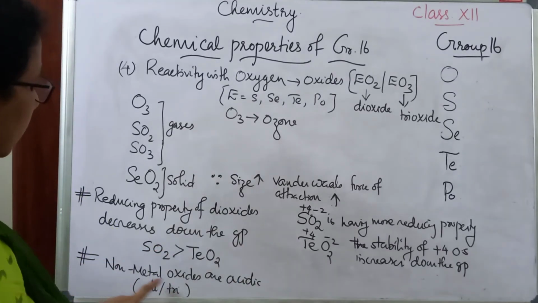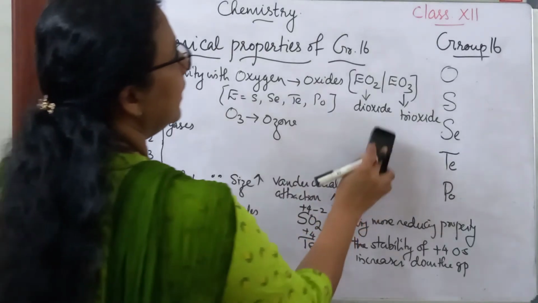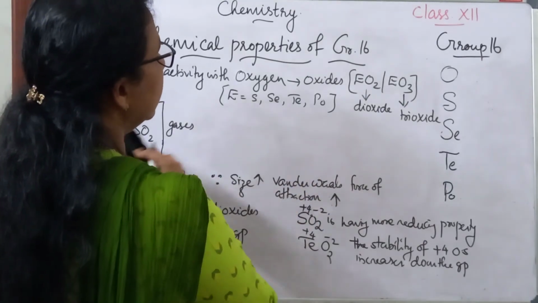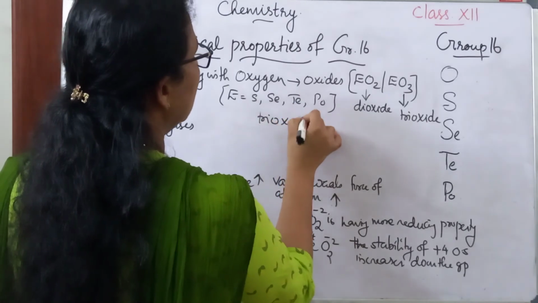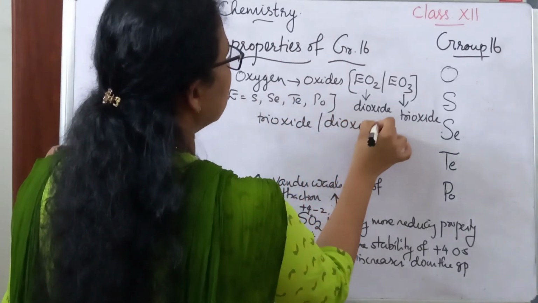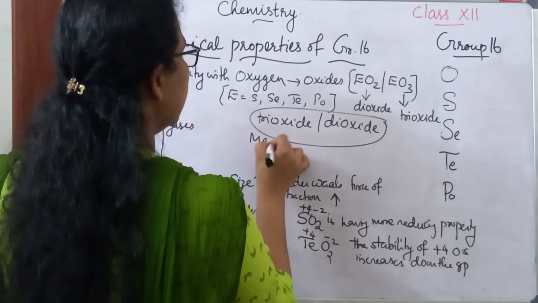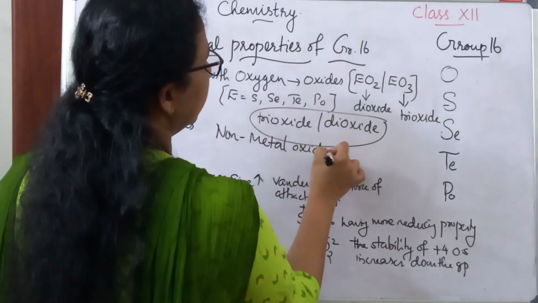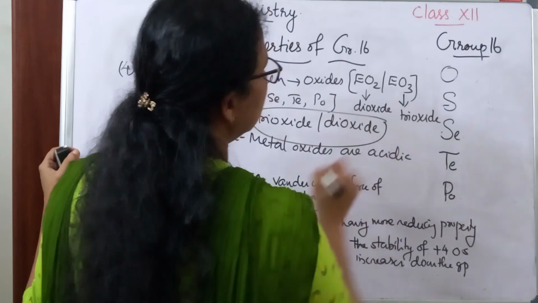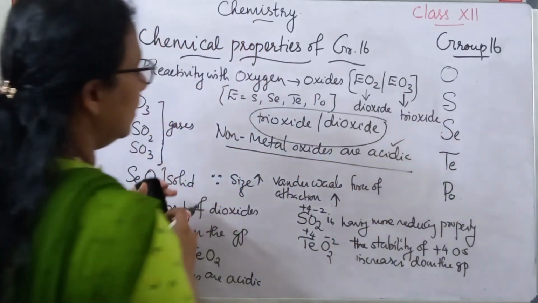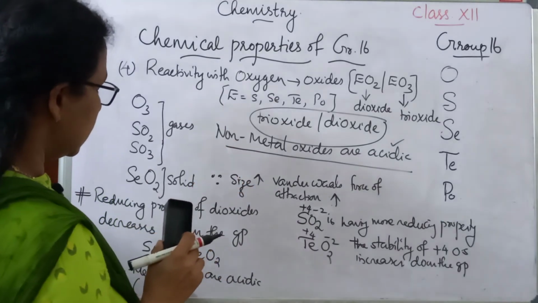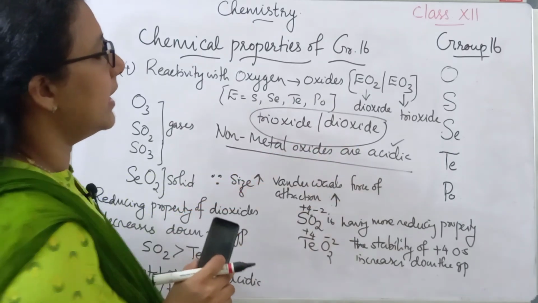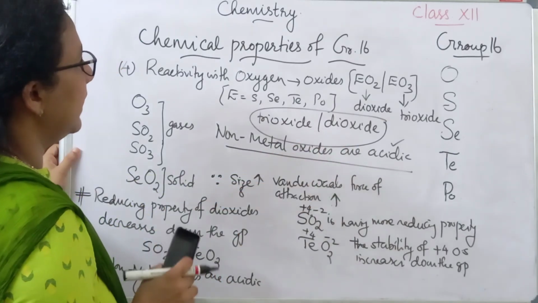Another point is that non-metal oxides are acidic in nature. That means SO2, SO3, SeO2, SeO3, etc. Whether it is a trioxide or dioxide, the non-metal oxides are acidic in nature. So this is about the reactivity with oxygen.